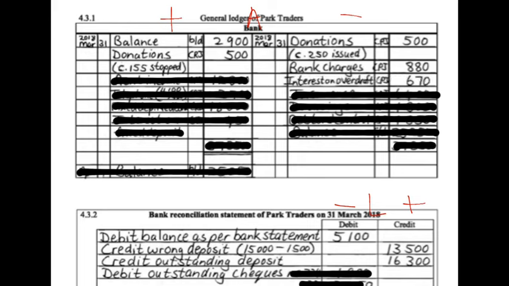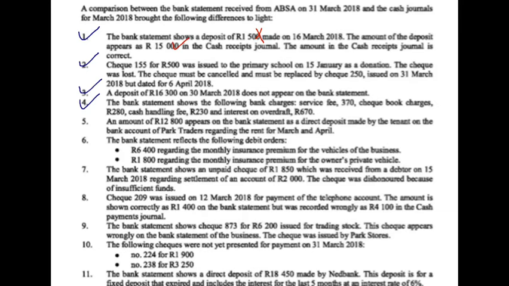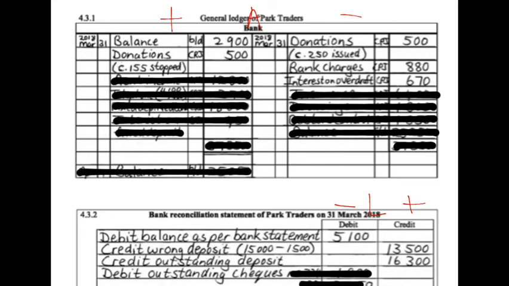670 Rand. Number 5, an amount of 12,800 appears on the bank statement as a direct deposit made by the tenant on the bank account of Park Traders regarding the rent for March and April. So 12,800 on the bank statement, but not in our books. Therefore, we want to add it to our books, so we're going to put it into the bank account. So in other words, in bank, I want to increase my bank account because this is rent income received. So rent income increases my bank account with the 12,800 for rent.